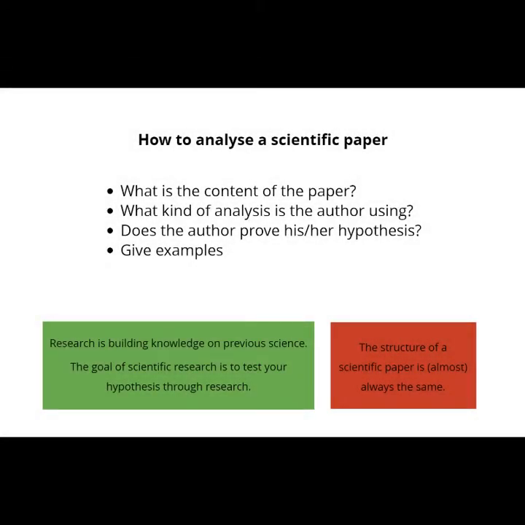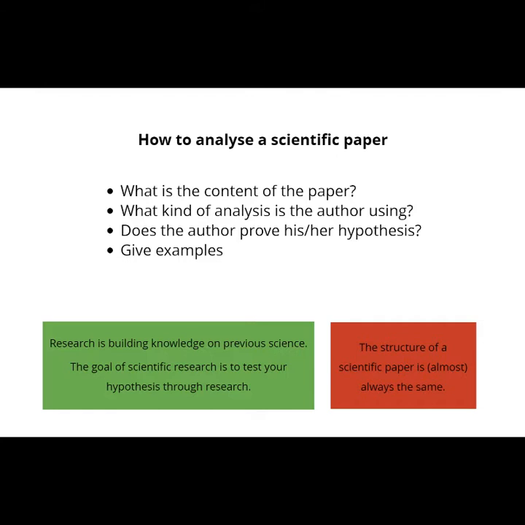So, how do we analyze a scientific paper? We decide what the content of the paper is. What kind of analysis is the author using? This is often found in the method. Is the author able to prove his or her hypothesis? And what kind of examples can you give of that? Also, it's important to remember that research builds knowledge on previous science. And the goal of scientific research is to test your hypothesis through research. In this case, your research is going to be looking at different sources and pitting them against each other, or maybe finding the same conclusions in these different sources.